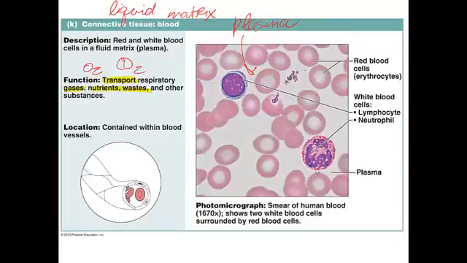And the cells then, one of the major components of connective tissue, could be things like a neutrophil or a lymphocyte, or even cell fragments like a platelet that we see here. And of course the erythrocytes, or the red blood cells.